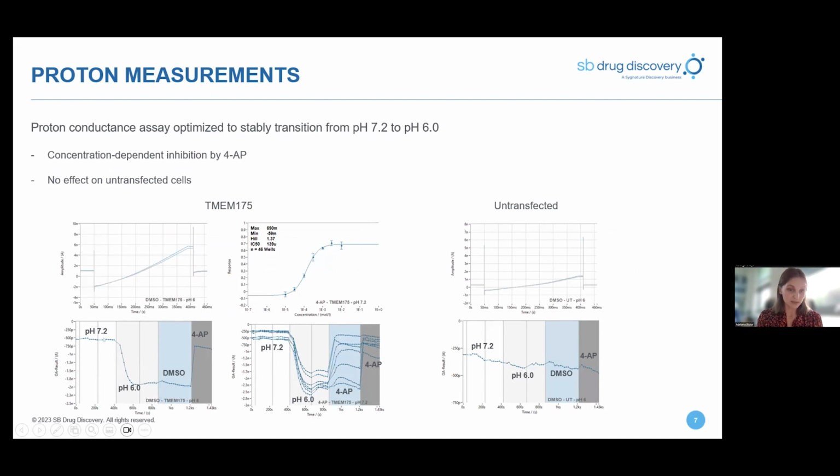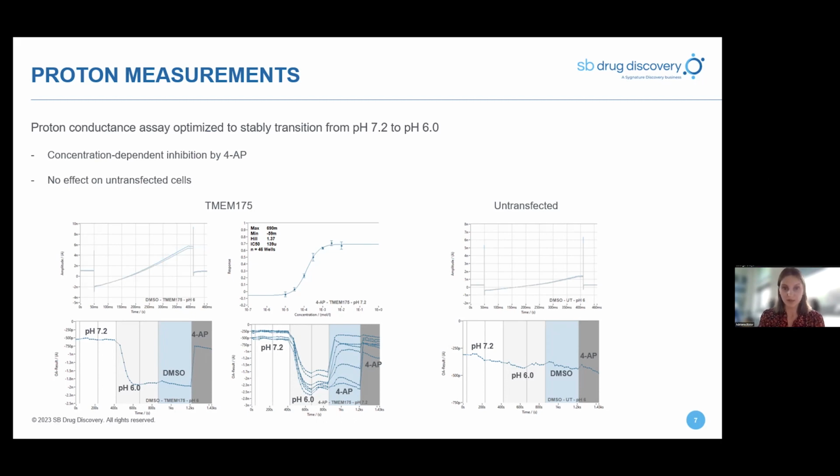And hopefully you can see that as soon as you drop the pH, the amplitude recorded is larger, and it's a pretty stable current, which can then be blocked by 4AP. This block by 4AP is pretty consistent and concentration dependent, as visualized on this graph, but also with the EC50 value over here. And a good thing was that no effect on untransfected cells was recorded during those conditions.